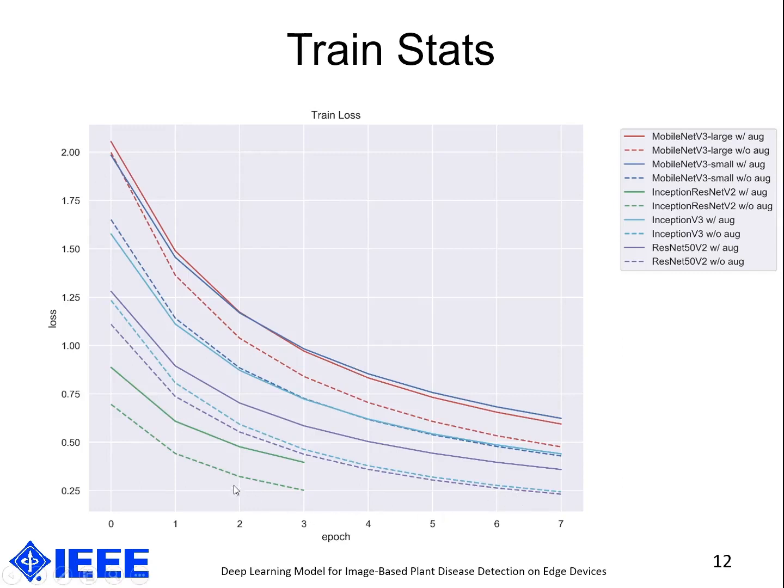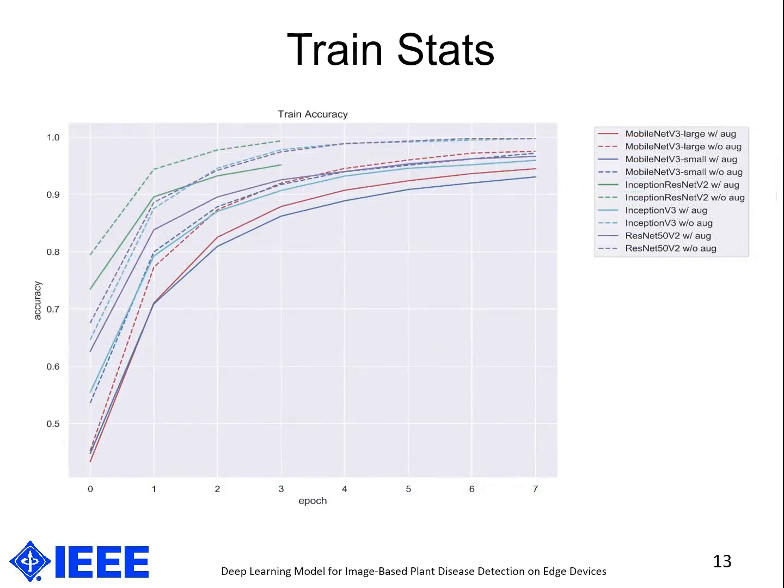Inception ResNet was also trained, but Inception ResNet took quite a lot of time to get trained, so we didn't really go until seven epochs. We only trained it for three epochs, but as you can see, it immediately started showing very great results, but due to the time frame, we couldn't really train it much further.